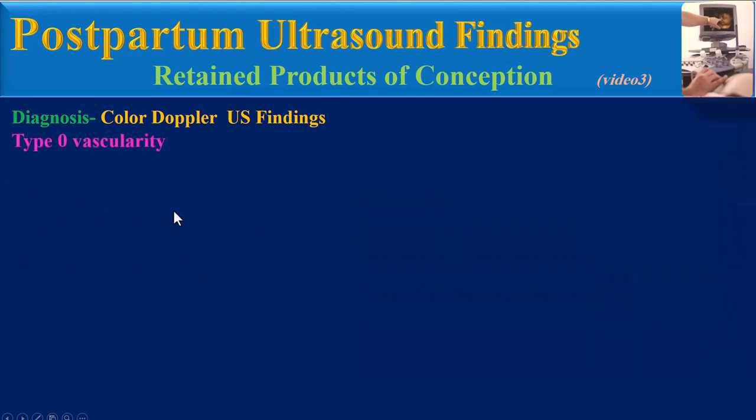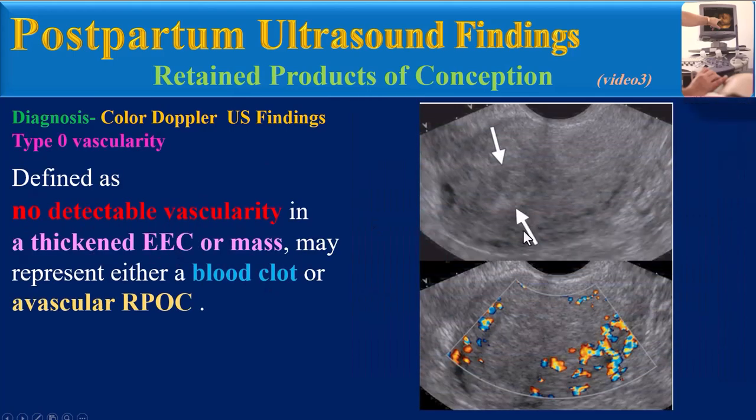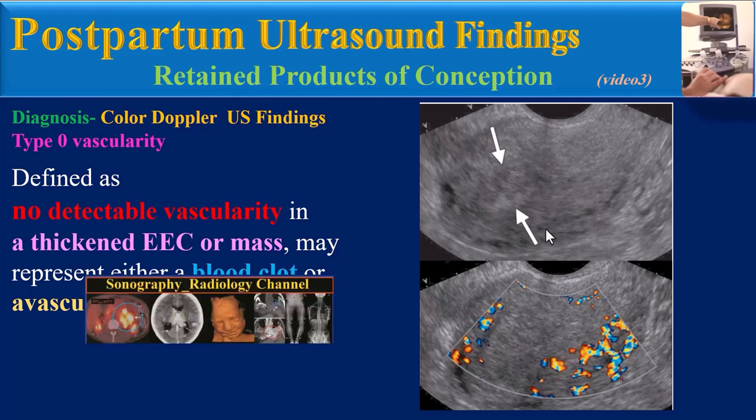Type 0 vascularity, defined as no detectable vascularity in a thickened endometrial echocomplex or mass, may represent either a blood clot or avascular RPOC. This image is related to pathologically proved RPOC with type 0 vascularity in a 42-year-old woman with persistent bleeding 2 weeks after a miscarriage at 22 weeks gestation.